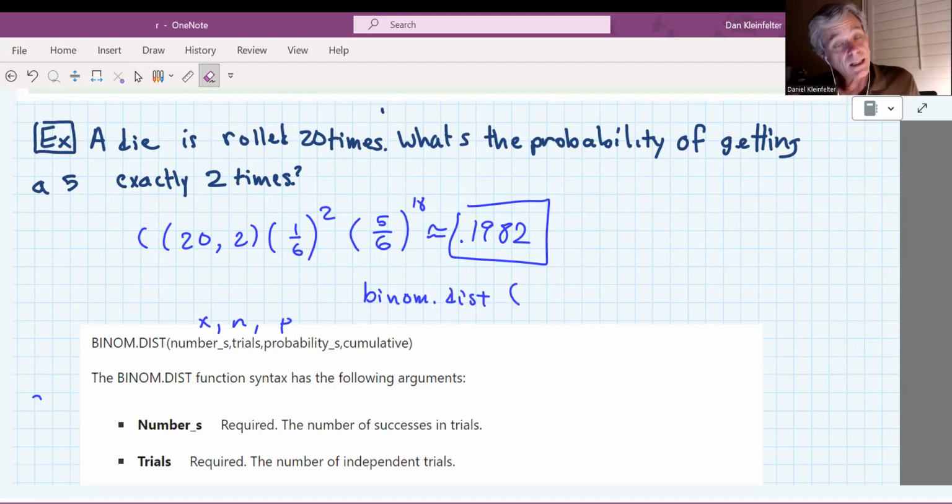For Excel then, if we wanted to do this example using Excel, we'll say binom.dist. And then the number of successes we're looking for here was 2. And then there were 20 total trials. Our probability of success is 1/6. And then here we didn't want cumulative, so we could just write the word false, and Excel will figure that out. Okay, so I'm going to do an example next actually using Excel. So let me show you that.